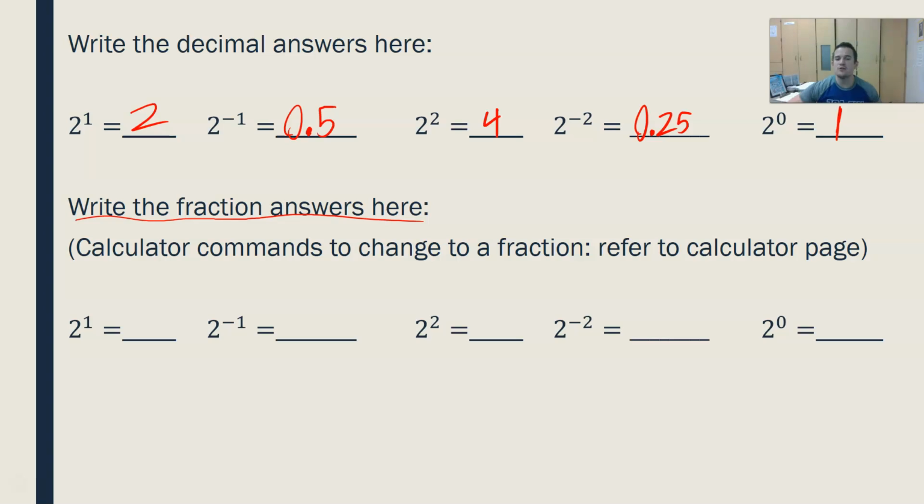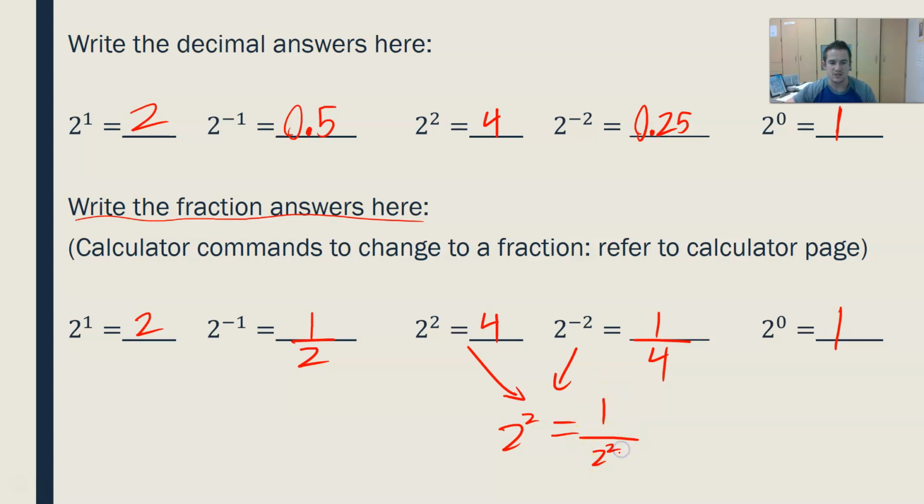If I write all those as fractions, 2 is just 2, 0.5 is going to be 1/2, 4 is just 4, 2 to the negative 2 is 1/4 if you write that as a fraction, and 2 to the 0, again, is just 1. Something I want you to notice, especially right here: 2 squared was equal to 4, and 2 to the negative 2 is equal to 1/4, or 1/2 squared.